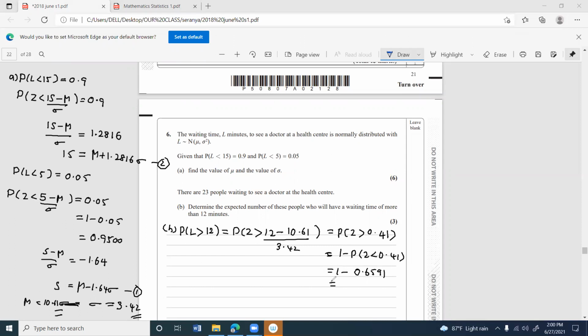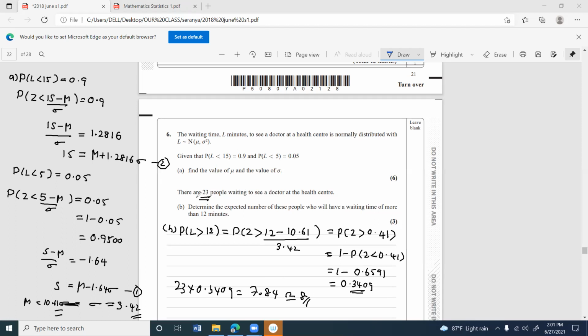1 minus 0.6591 gives 0.3409. And then we can get the number of people. This is a probability, and this happens out of 23 people. So 23 into 0.3409 is 7.8. Why do we multiply it?